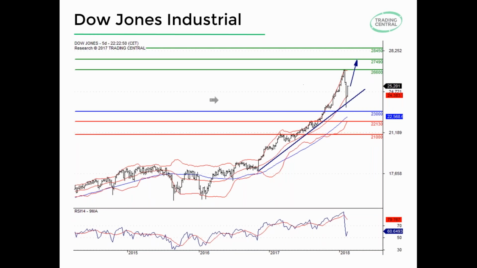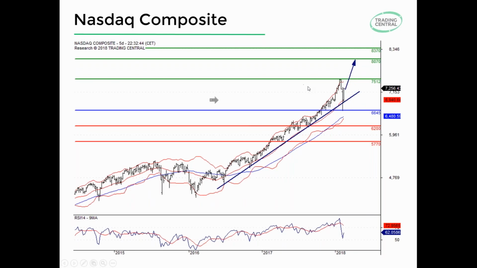Okay, in the Dow Jones Industrial, our pivot point is set at 23,000. Likewise, for the Nasdaq Composite, our pivot point is at 6,645, and we are still bullish long term. Now, we have experience, and you can find it quite easily, that US stocks are very resilient. They bounce back after a 10% drop.